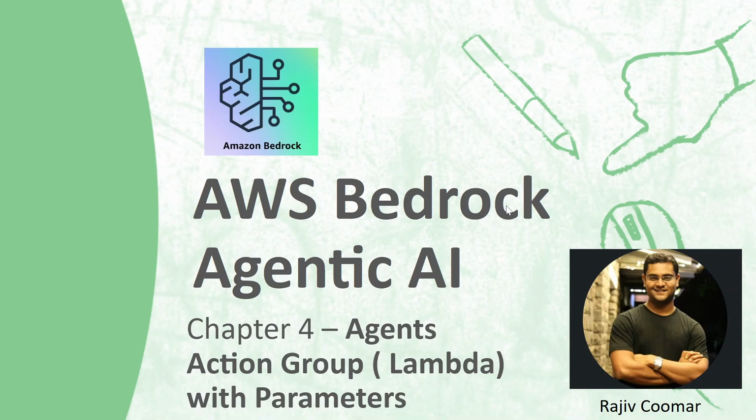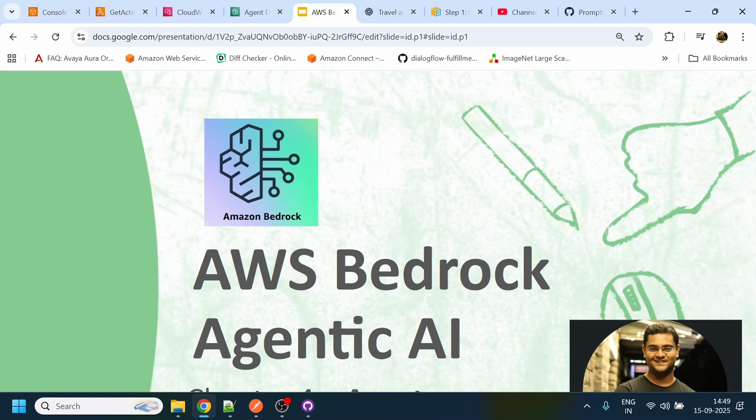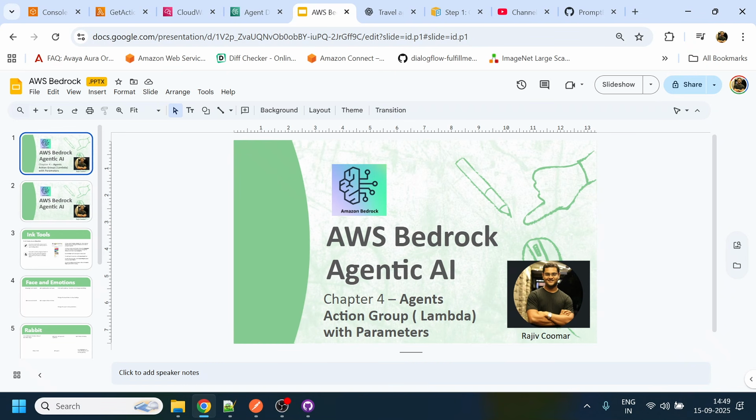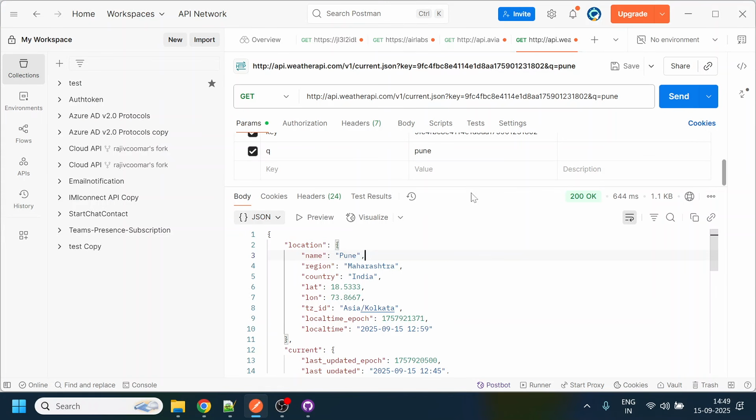Hi guys, in this video we are going to again learn about the action group, but with parameters, right? Unfortunately I don't have many APIs available. So this is one of the APIs I have available, which tells the weather, right?